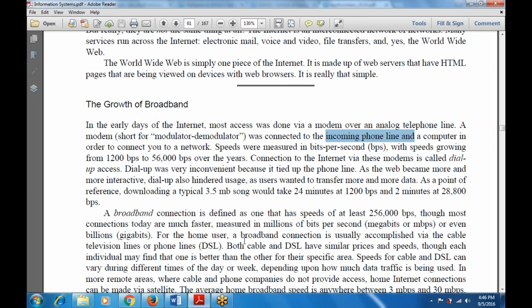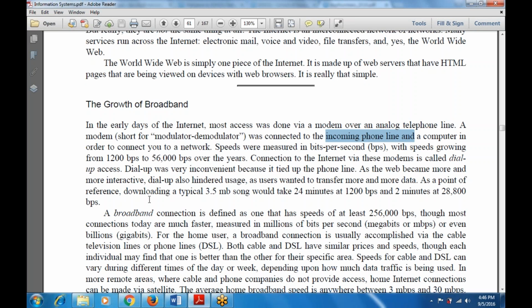Clear? And the speed was measured in terms of BPS, that is bits per second, with the speed growing from 1200 to 56,000 BPS. This is for the dial-up connection. That is the old one. But nowadays, whenever there is a wireless connection like MTS, Photon, anything that is available, that provides more speed.